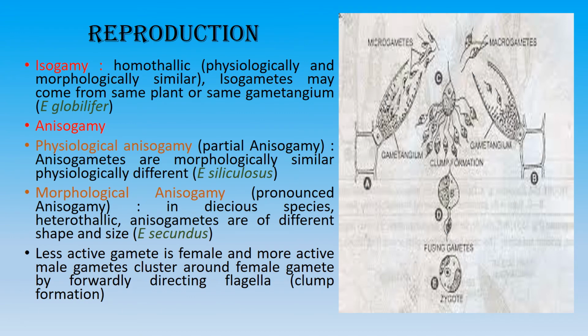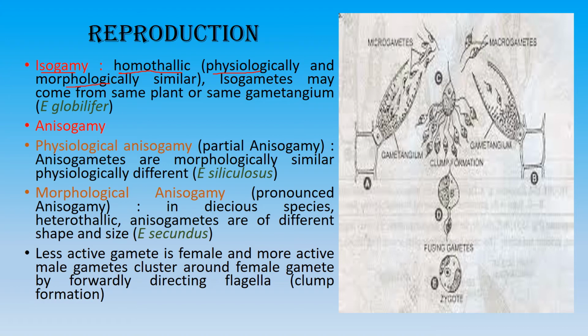So Ectocarpus undergoes three types of reproduction. One is isogamy, where the gametes are physiologically as well as morphologically similar, and because they are physiologically and morphologically similar, they can be homothallic. Homothallic means that the gametes produced from the same organism can meet and fuse together to form a new plant.